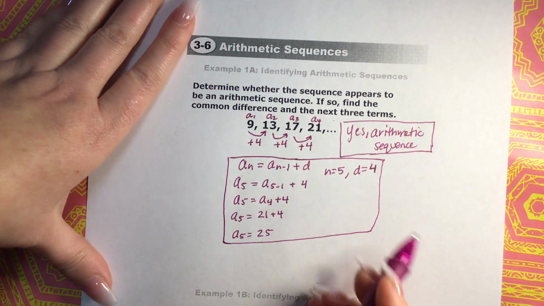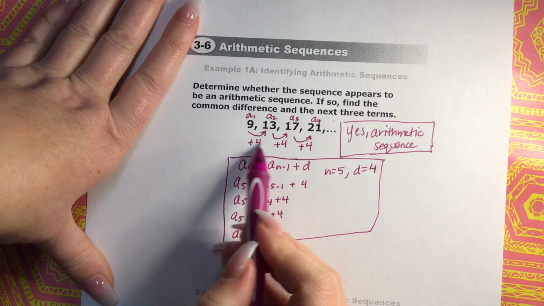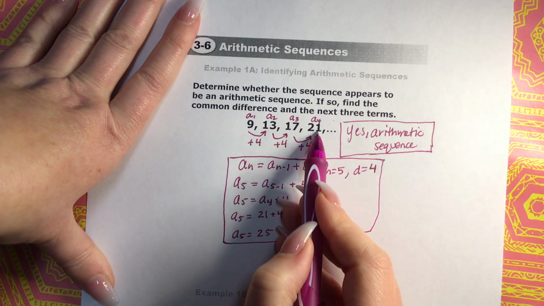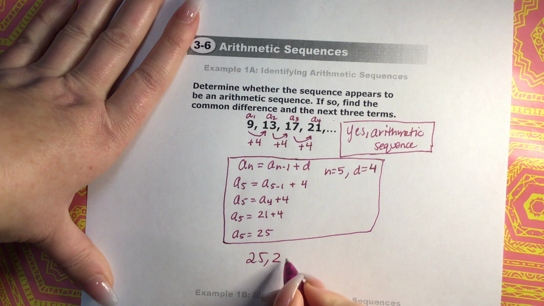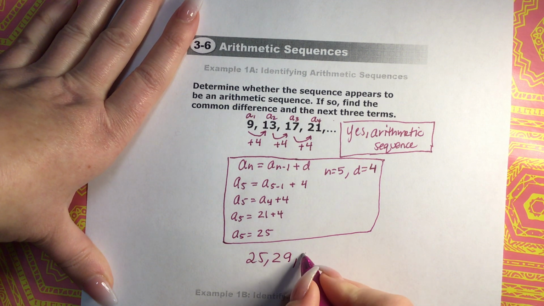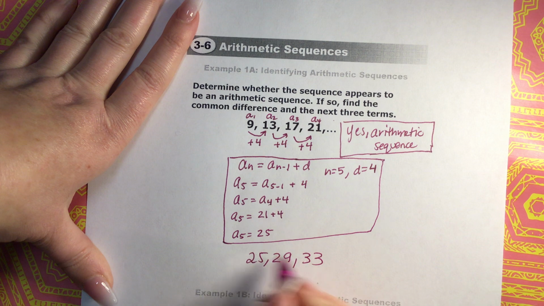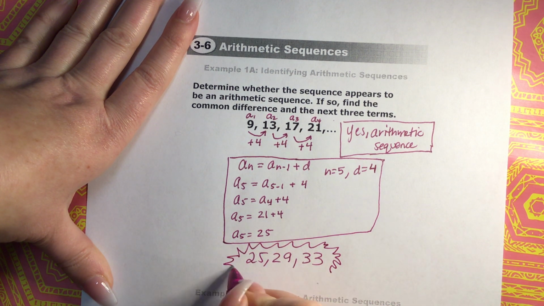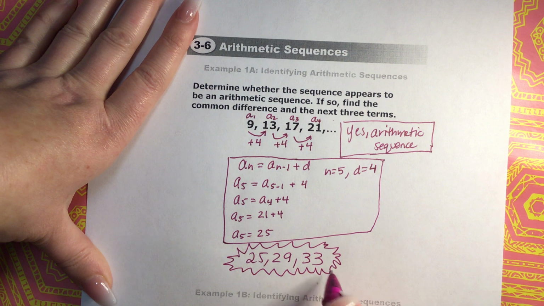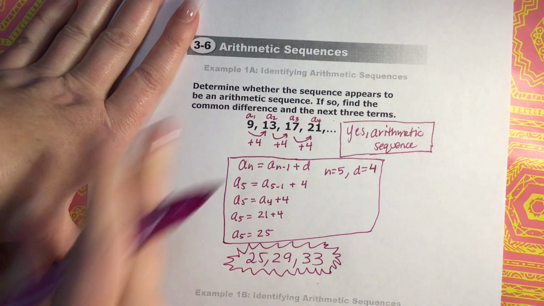So that's only one term, right? But with something like this, I'm totally okay with you just saying, oh, plus 4, plus 4, plus 4. Okay, 21 plus 4 is 25, and then 25 plus 4 would be 29, and then 29 plus 4 would be 33. So those would be the next 3 terms. I'm okay with that, but I just wanted to give you an example of how this formula relates to this.